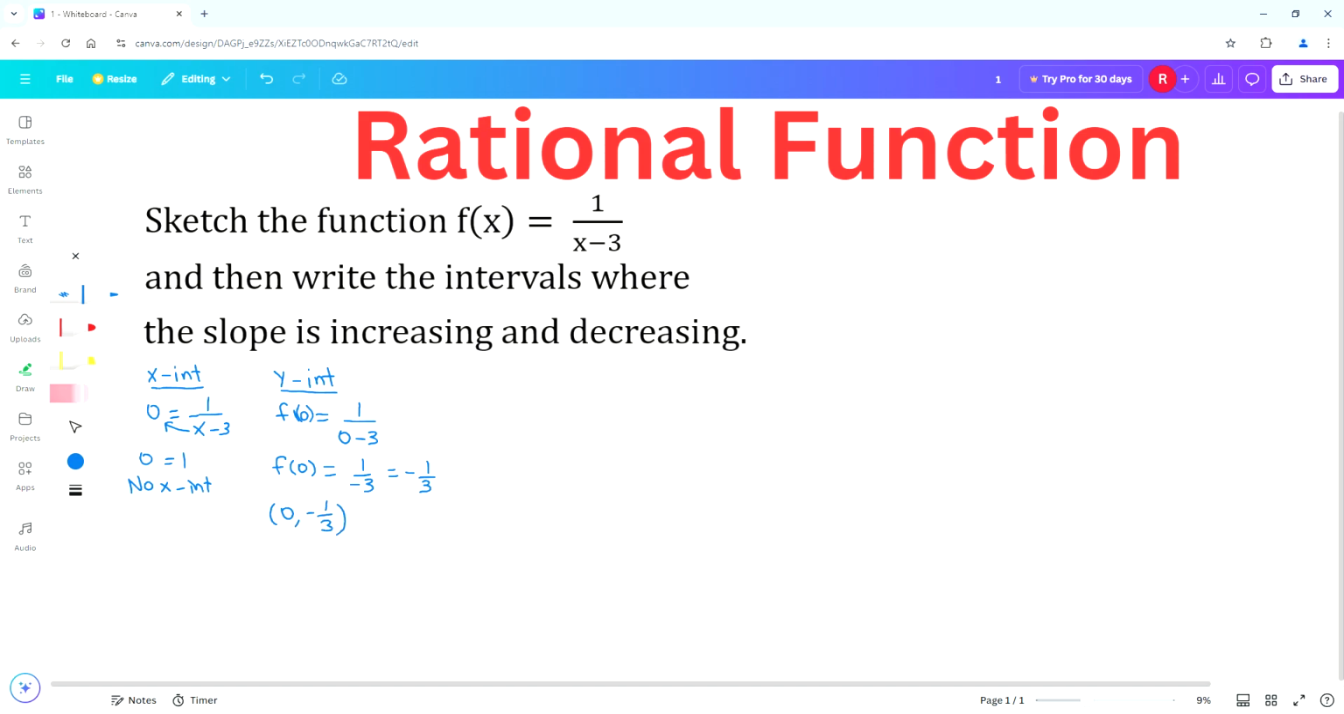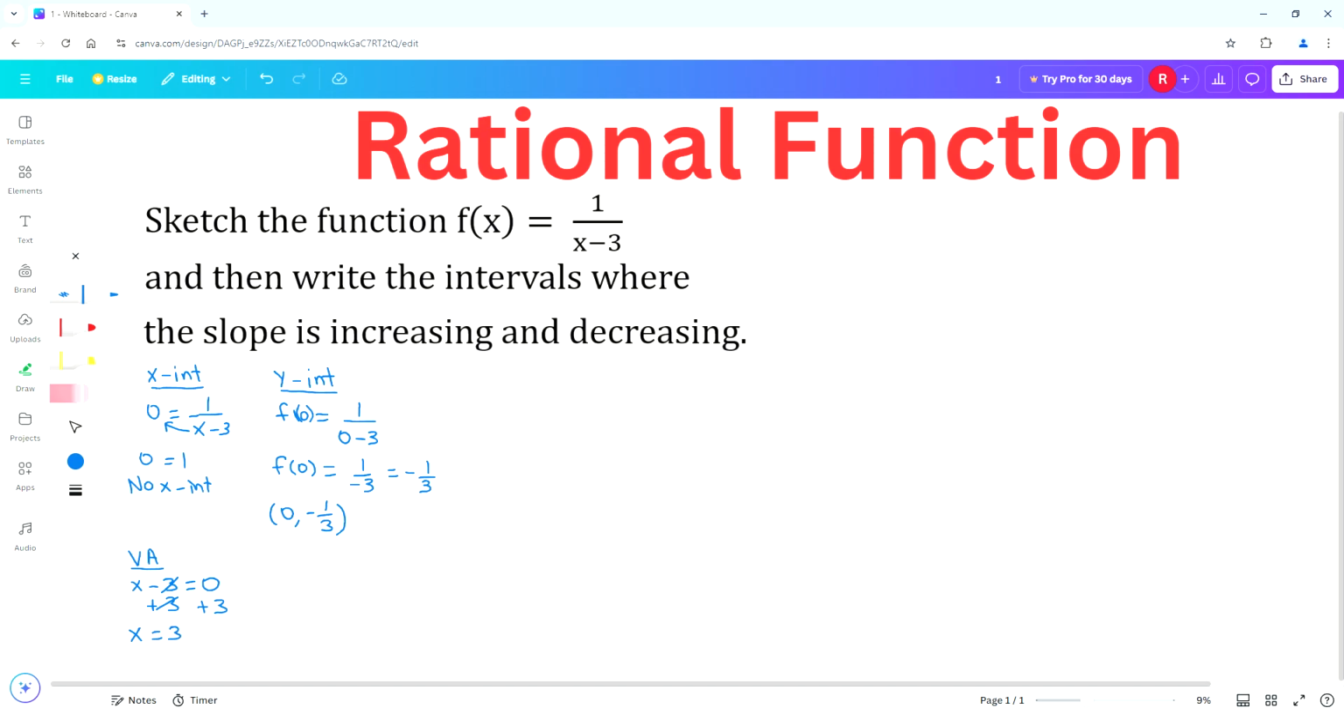Next, we can find the asymptotes for this function. Let's start with vertical asymptote. For vertical asymptote, we should set the denominator expression equal to 0 and solve for x. I get x equals 3.